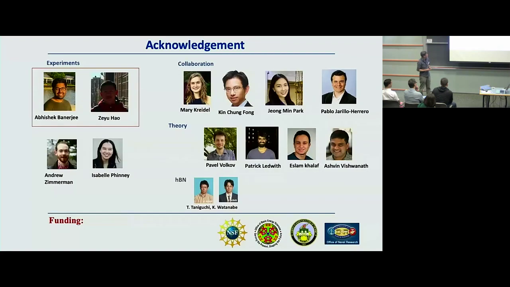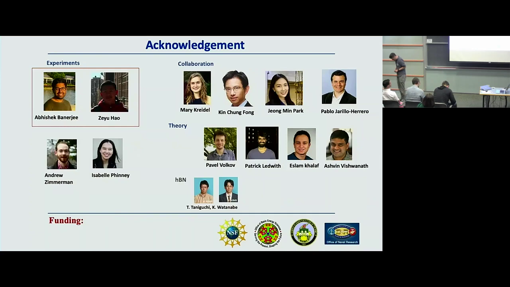Okay, so let me start by acknowledging the people who did this work. Abhishek Banerjee is a postdoc in my group, and Jae Hao is a graduating graduate student. Two of them are the main people who pushed these experiments, together with very strong collaboration with Casey Fong's group. Casey provided a lot of the RF technologies. Some samples came from Pablo's group at MIT, as well as theory from many of them, except Pablo, I'm seeing all of them sitting somewhere in this room. And as usual, hBN coming from Japan.